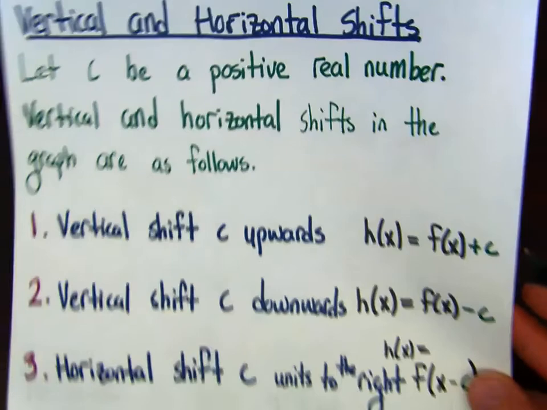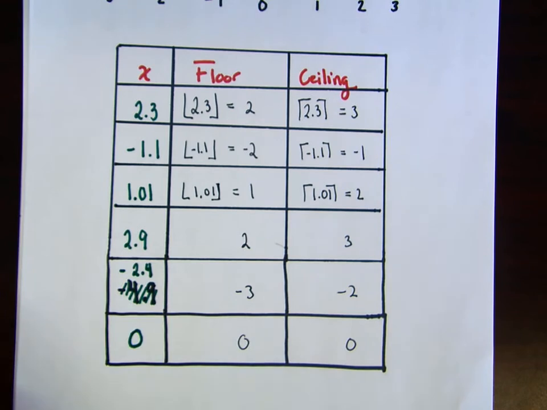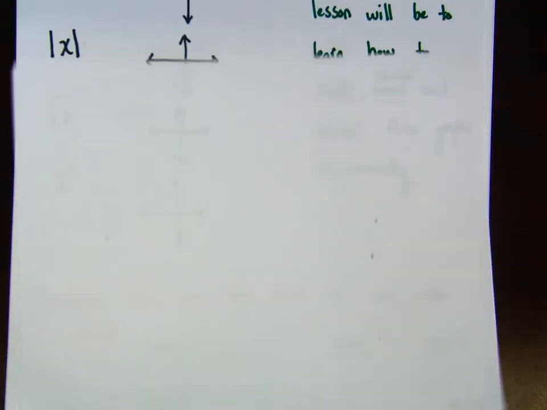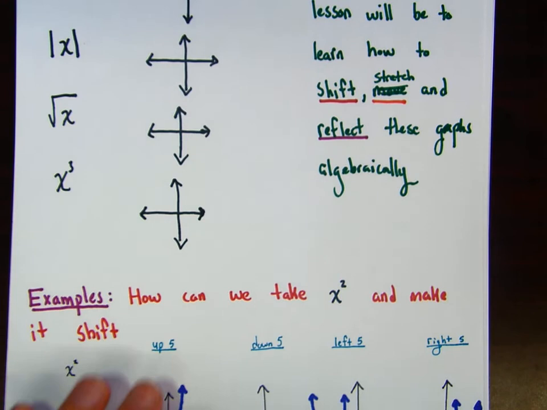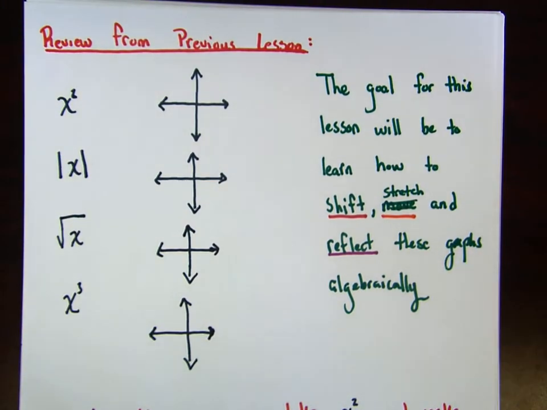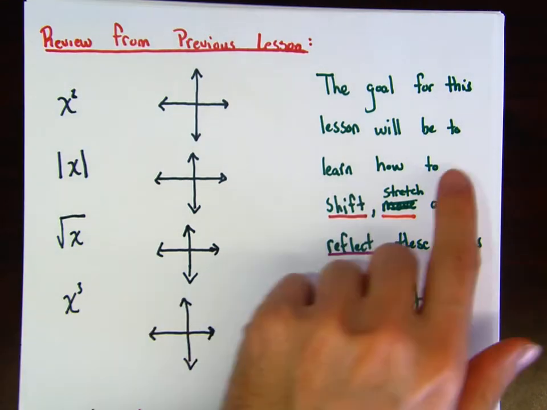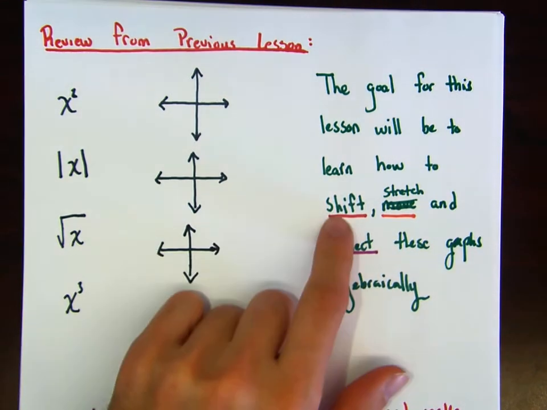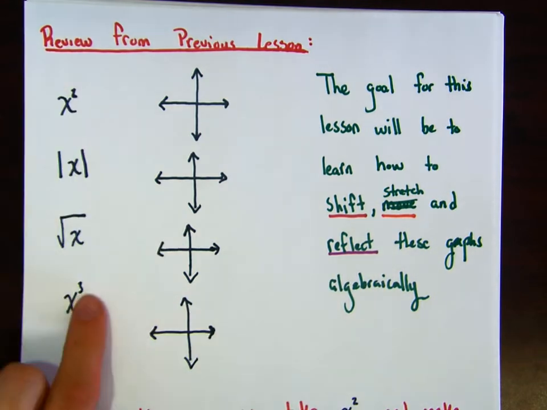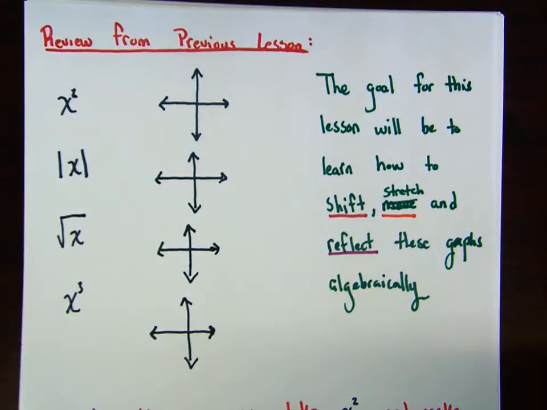What is the game plan for today? So let me get rid of these. Okay. Here, take a second and have this in your notes. The game plan or the goal for today is, in this lesson, we're going to learn how to shift, stretch, and reflect these parent function graphs. Okay, and algebraically, how do we do it?